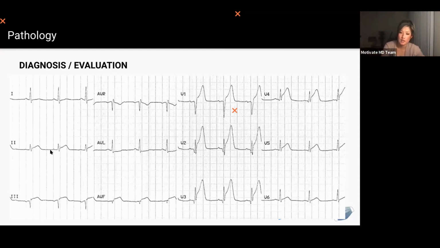So again, the main thing we're looking for, always look at an EKG methodically. So we look at rate, but when we're looking at rate, we're also looking at RR intervals.